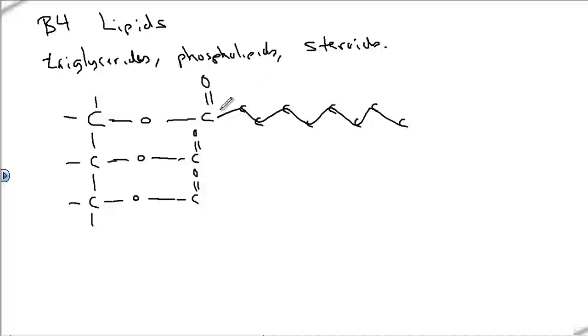You could also write this, this C double bonded O part would be that, and then you'd have 1, 2, 3, 4, 5, 6, 7, and then a CH3 on the end. So that's like a condensed structural formula for this.